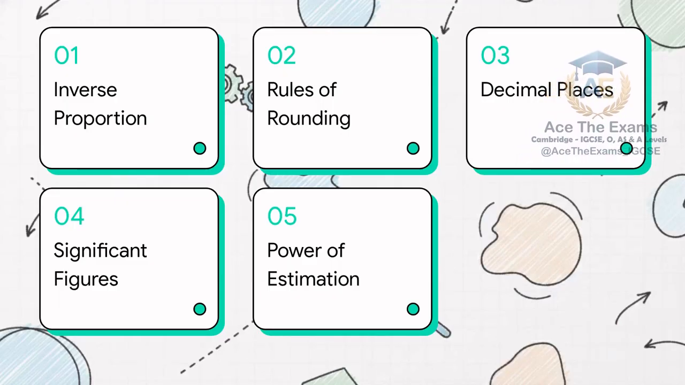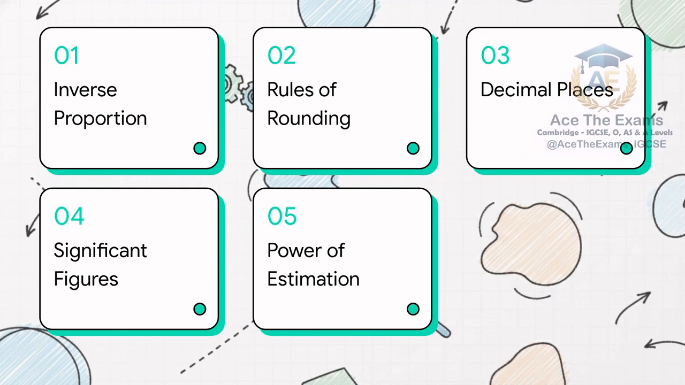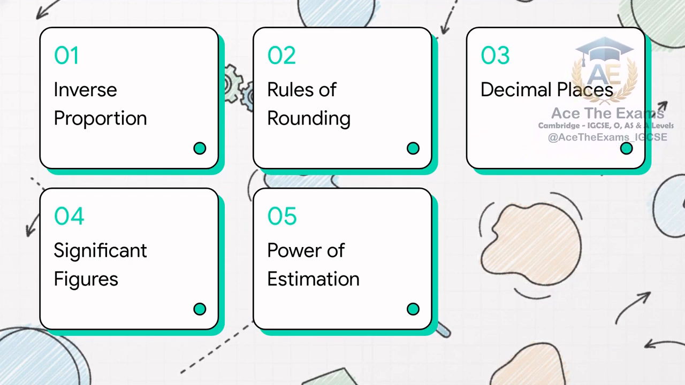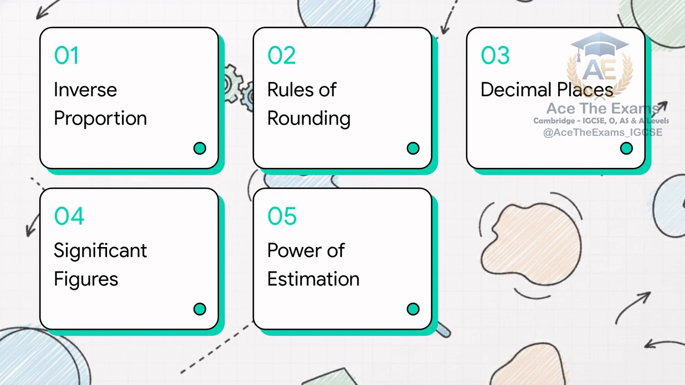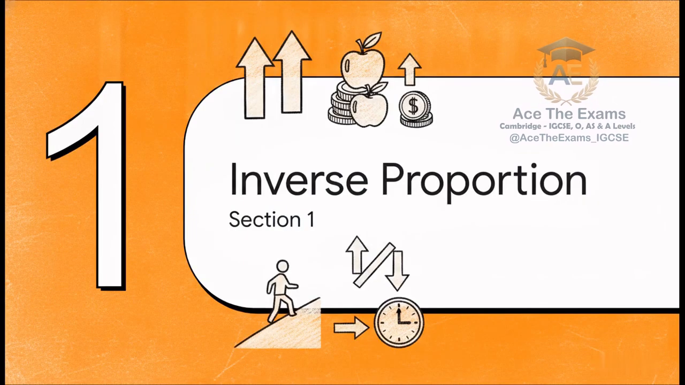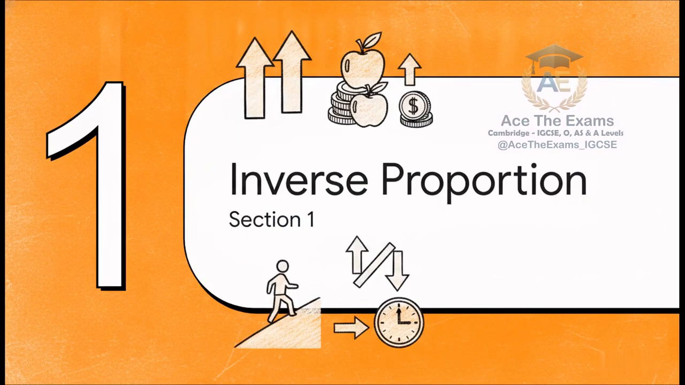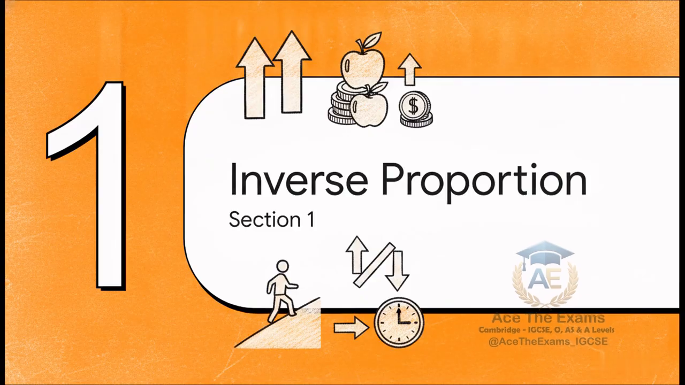Okay, let's look at our map for today. First, the logic of inverse proportion. Second, the rules of rounding. Third, mastering decimal places. Fourth, understanding significant figures. And finally, number 5, the power of estimation. Let's kick things right off with Section 1, the logic of inverse proportion.